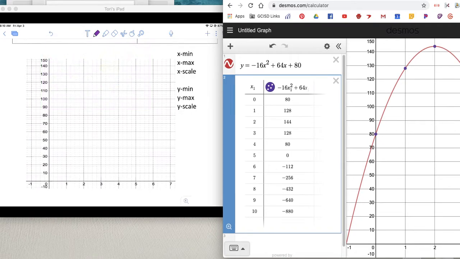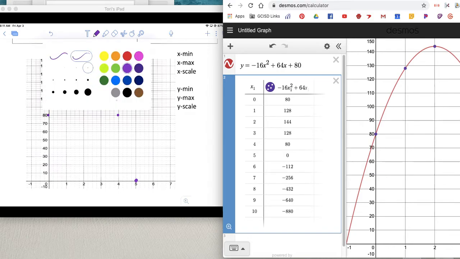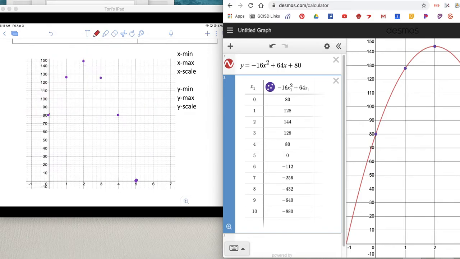All right, purple dots. We got 0, 80. We got 1, 128. Again, I'm not judging that it's perfect, just a little bit under 130, okay? 2 goes to 144. We got 128 again. We've got 80 again. And we've got 0 down here for 5, okay? When you connect them, remember that we are not going into the negatives. You just connect from the y-axis to the x-axis.